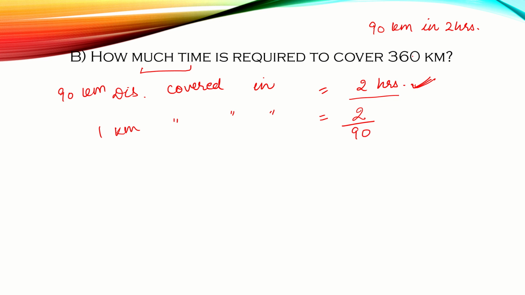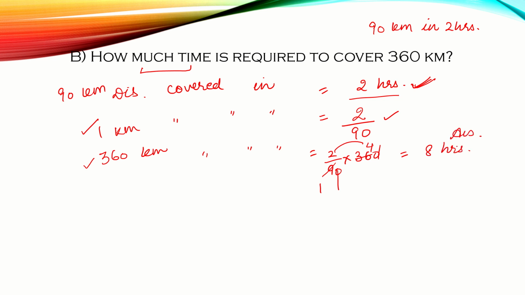Now I have to find out time to cover 360 kilometer. So for 1 kilometer I know 2 by 90. For more than 1 I need to multiply. More means multiply. If you want to find a bigger answer, of course you have to multiply. So 2 by 90 multiplied by 360. Again cutting method, cut the extreme zeros. 9 ones are 9, 9 fours are 36. So 4 twos are 8. So the answer is 8 hours.